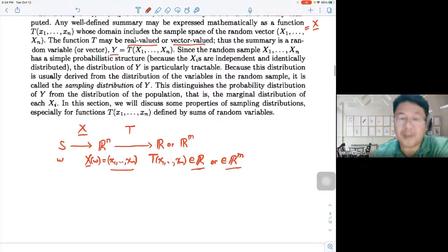So for this particular section, we are going to discuss some properties of the sampling distributions, in other words, some properties of our random variable. And usually the random variable having the sampling distribution, we call a statistic. Okay, statistic. And the form for that would be sums of random variables.